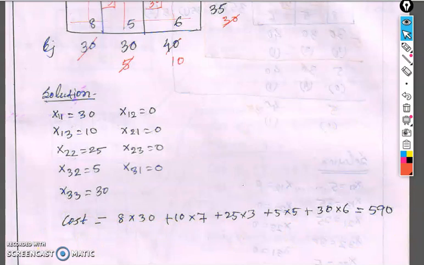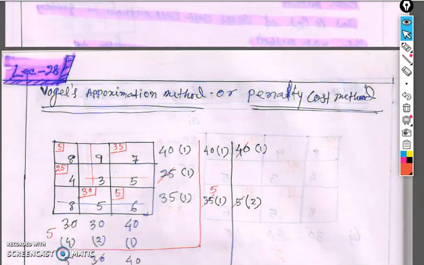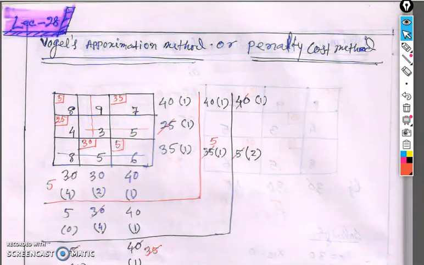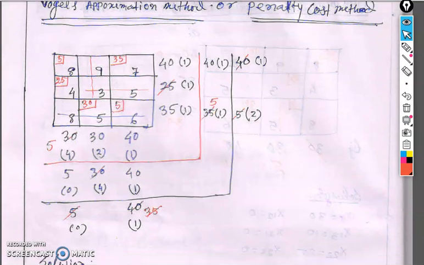Next we move to another method, known as the Vogel approximation method, to find the initial basic feasible solution. It is also known as the penalty method.